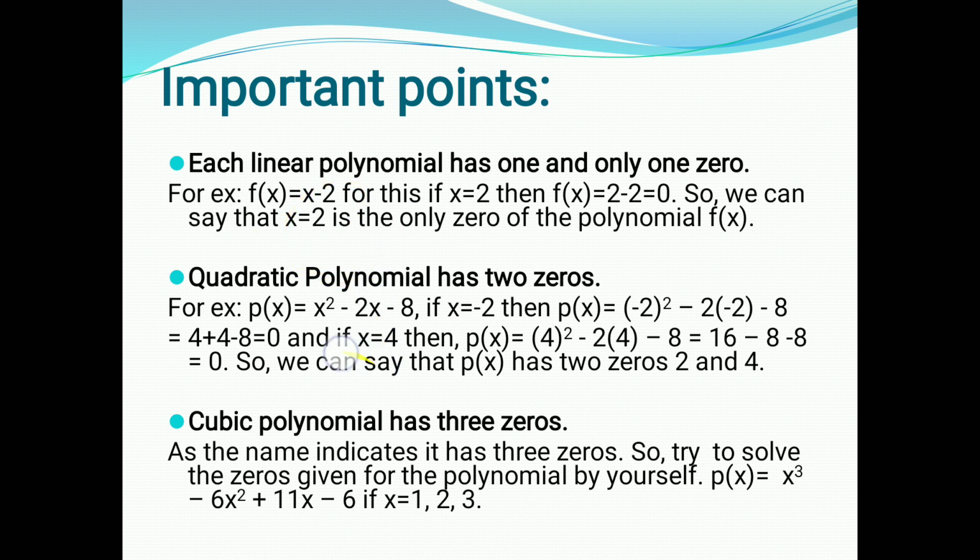Next is quadratic polynomial. Quadratic means two zeros. Cubic means three zeros. That is, linear 1, quadratic 2, cubic 3. So this is what you need to remember. Whenever you get questions with power 3, it should clearly come to your mind that you need to find three zeros. For a quadratic polynomial, you can find two zeros. And for a linear polynomial, only one zero. Okay. Let's move on to the next topic.